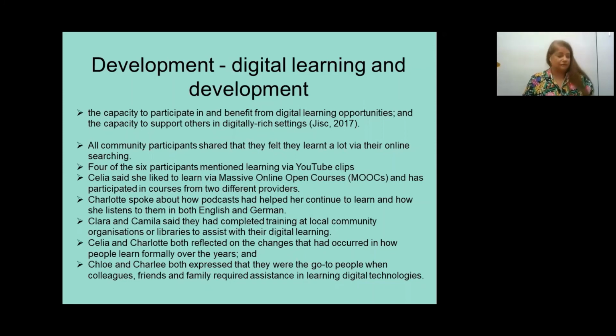Clara and Camilla from regional Queensland said they enjoyed completing training at their local community organisations or libraries to assist with their digital learning. Both Celia and Charlotte reflected on the changes that had occurred in how people learn formally over the years and the opportunities that were available out there. Chloe and Charlie both expressed that they were the go-to people when colleagues or friends and family required assistance in learning digital technologies.